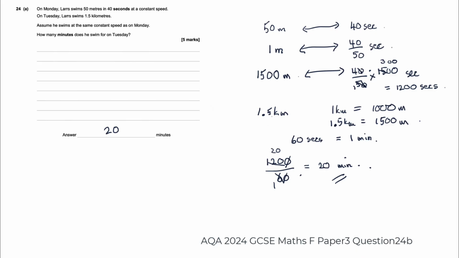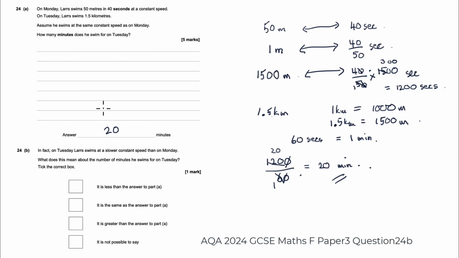Now let's have a look at part B. And it tells us that this was a lie, what we were told, that he actually swims at a slower speed than he did on the Monday. Now in all this working out, we got 20 minutes by assuming he kept the same speed that he swam at on Monday, but we're now told he's swimming at a slower speed, so he would take longer. You swim slower, you take longer.